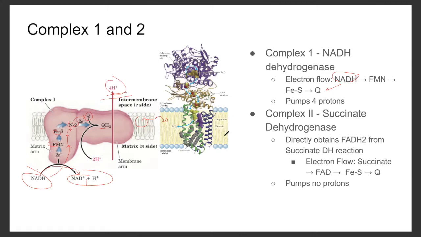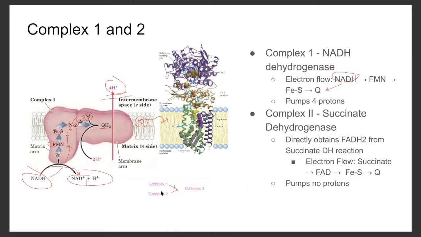What about complex 2? So complex 2 is a little special. Complex 2 doesn't actually use the product of complex 1. You can think of the two of them kind of functioning like this, where you have complex 1, then complex 2, and then they both merge into complex 3. So it's not necessarily linear in that sense. That's why I wanted to talk about them together.